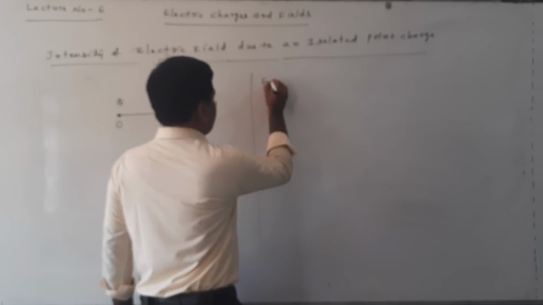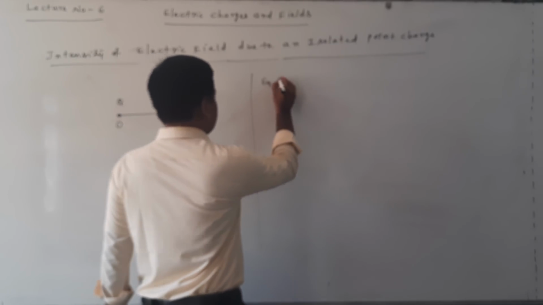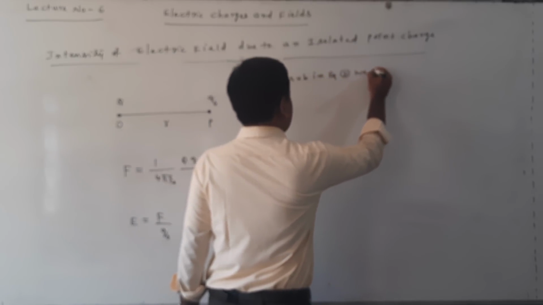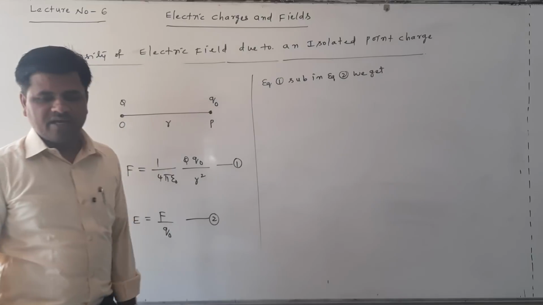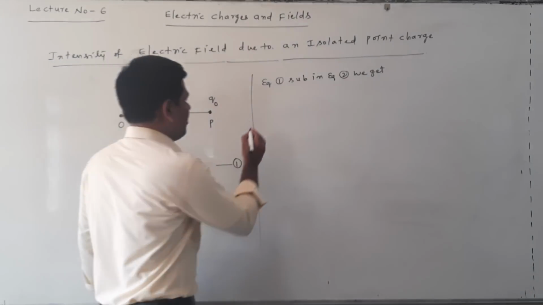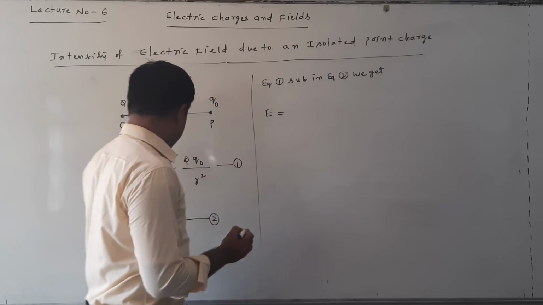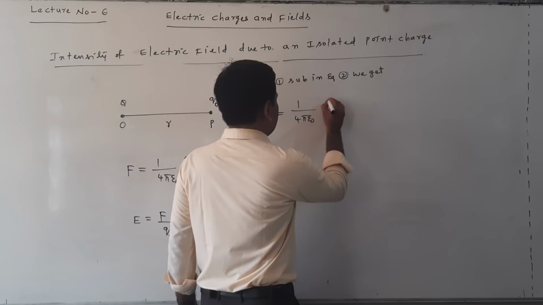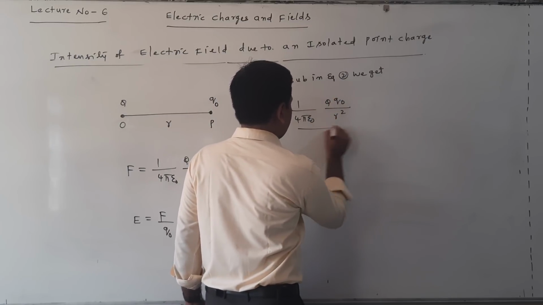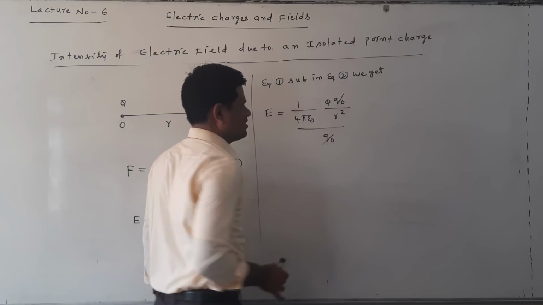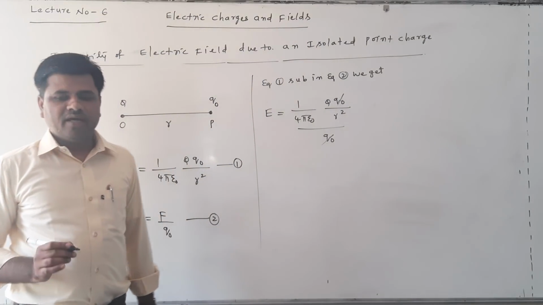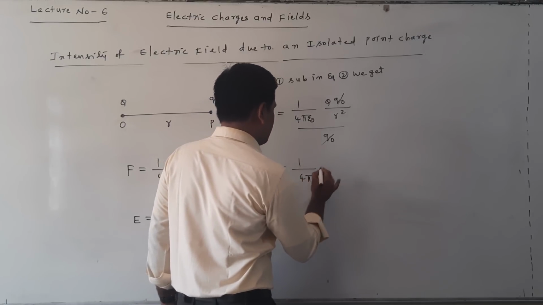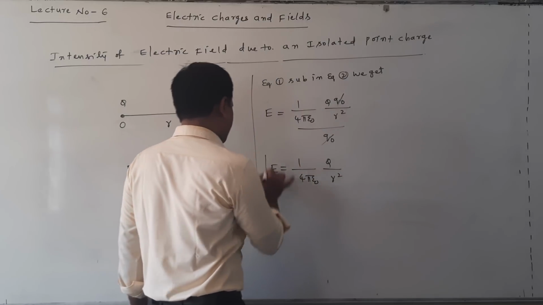Now here, what is equation 1? Substitute in equation 2. We get the intensity of the electric field due to the point charge, which can be written as E is equal to F bar by Q naught. F is equal to 1 by 4 pi epsilon naught Q naught by R square, divided by Q naught. Here Q naught cancels. So the electric field intensity E is equal to 1 by 4 pi epsilon naught Q by R square. This is the magnitude form.